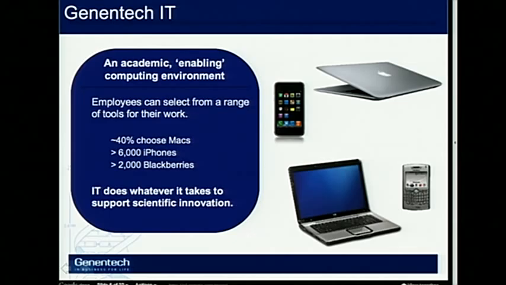So just to give you an idea of our environment, to paint a story for you, we've got about 40% of our users on Macs. We have about 60% of our users on PCs. We've got iPhones, we've got Blackberries, we've got a handful of Androids out there, so it's a pretty mixed environment that we have to support. And so we do whatever it takes, basically, to support scientific innovation.